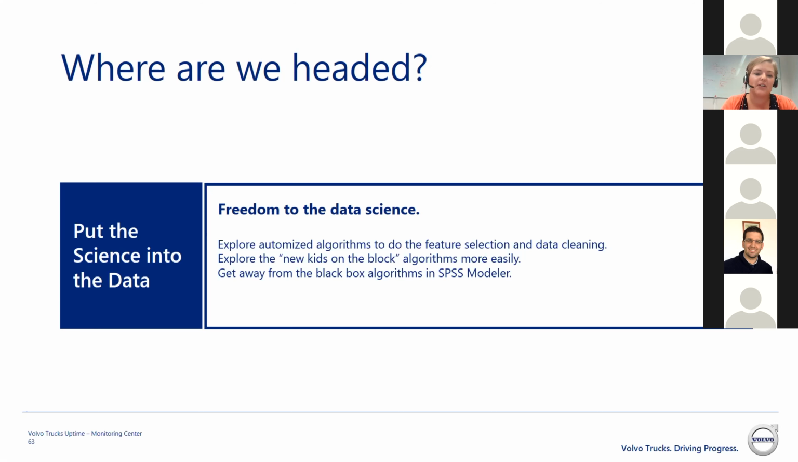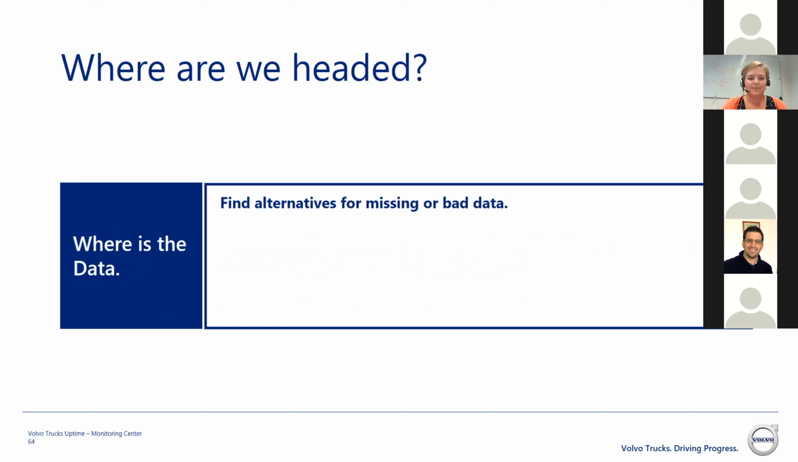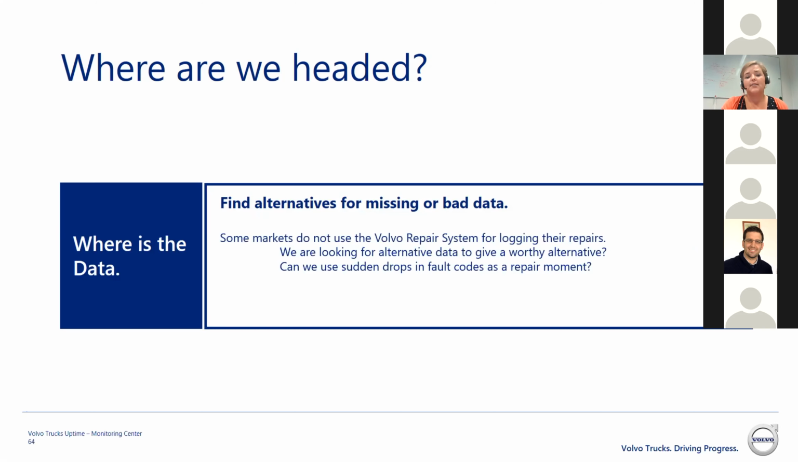Also, as I said, we're missing quite a lot of data. For example, some markets do not use the system to log the repairs, so we're looking for alternatives, for example via algorithms to see if a certain fault code is increasing over time and then suddenly drops. That might be because there was a repair to that component, because normally fault codes don't drop that suddenly. So we're now exploring whether that could be a very good estimation of whether or not there has been a repair to that component.